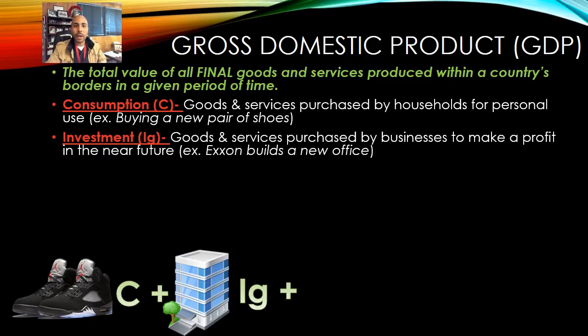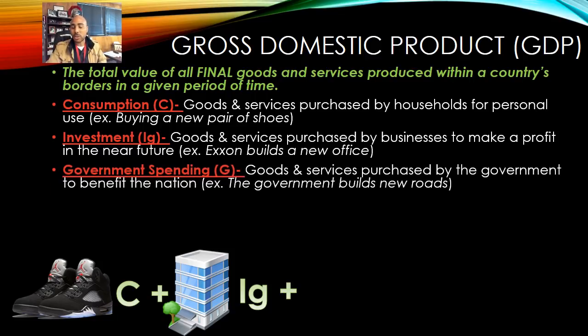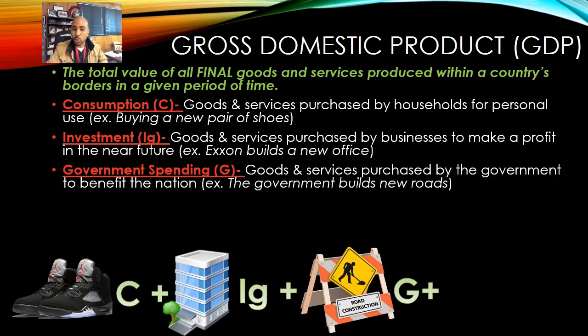Okay, moving on, next up is government purchases or government spending. Government spending just means all the goods and services purchased by the government to benefit the country. So for example, if our government built a bunch of new roads, those roads are going to benefit us, but of course the government has to pay the workers, they have to pay for the concrete and the rebar and everything else that goes into making the road. So when the government purchases those goods or those services, that counts as government spending.